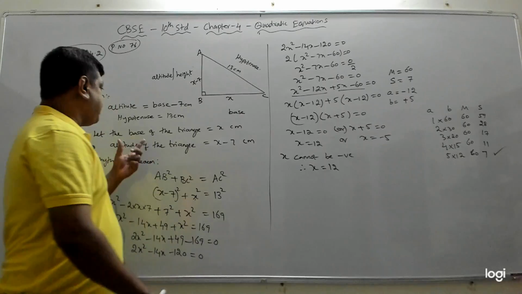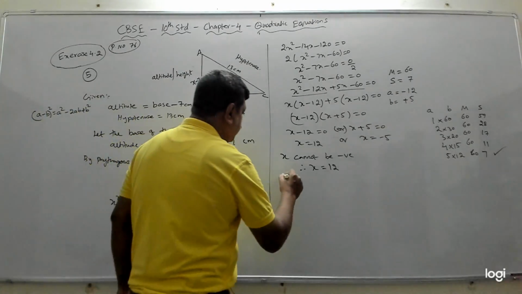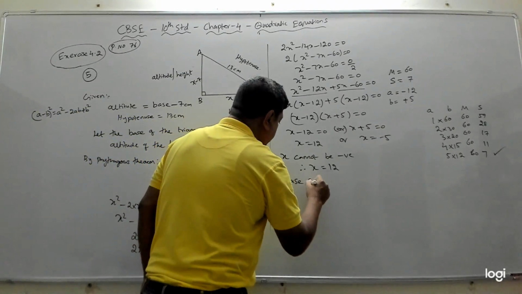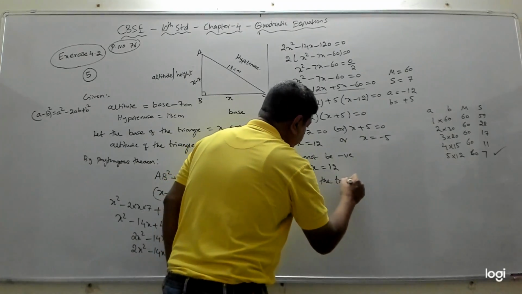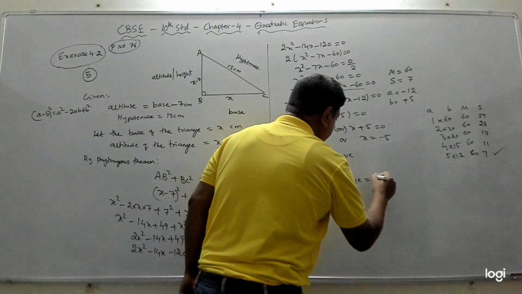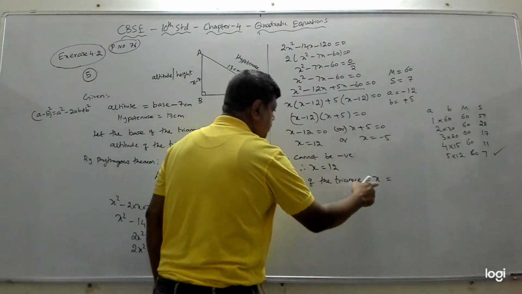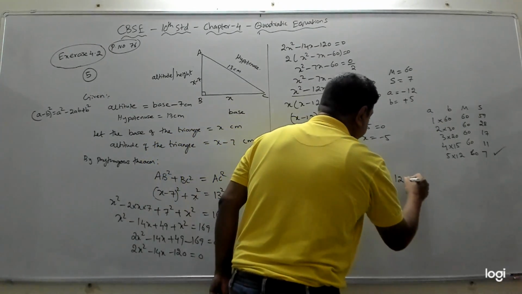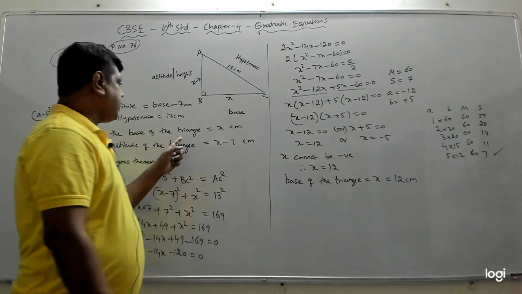But what is x? It is the base. So we have found the base of the triangle. The base of the triangle is equal to x. We took it as x centimeter, which means x is 12. So the base of the triangle is 12 centimeter.